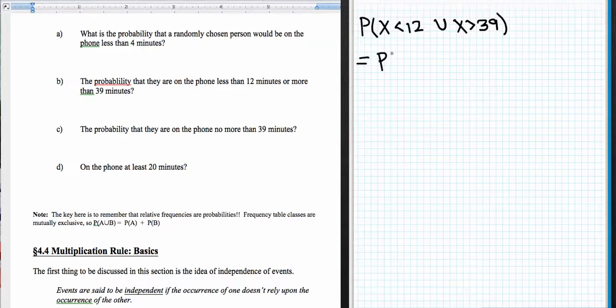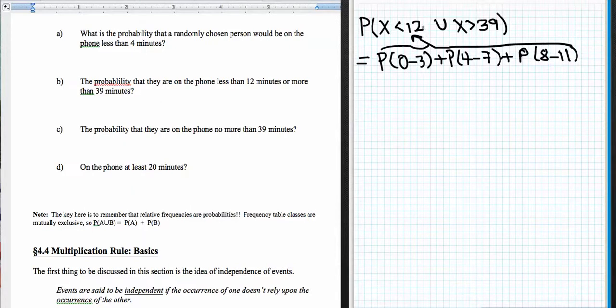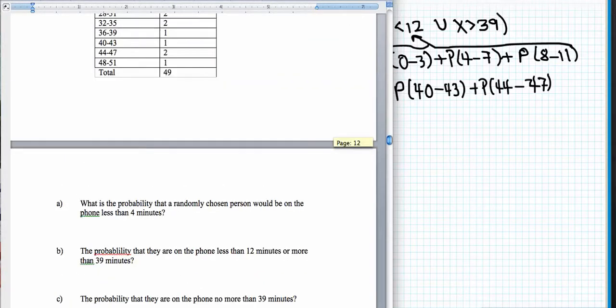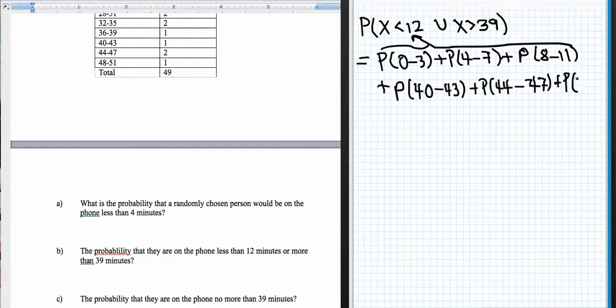This really should be the probability that we've got the 0 to 3, plus the probability that it's 4 to 7, plus the probability that we're at 8 to 11, and that together represents the idea of being less than 12. And you see, because each of the classes in the table are mutually exclusive, we're just seeing the sum of those. And then plus being greater than 39, that would be 40 to 43, and 44 to 47, and then 48 through 51. Yeah, that's where it ends. And this is the probability of being 48 through 51.